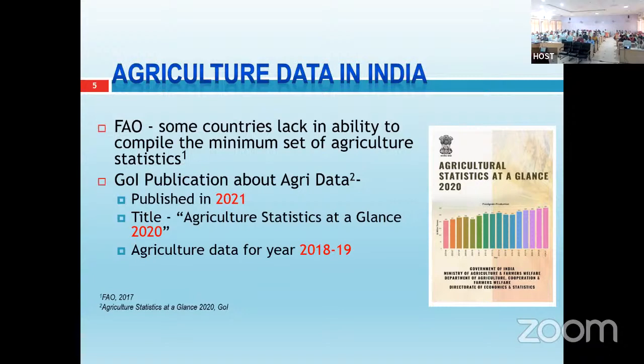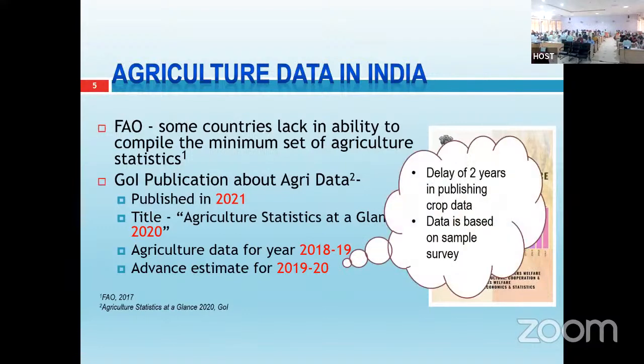It was published in 2021. It says at a glance 2020, but the actual data inside the book was from 2018 and 2019. So there's already a 1 to 2 year lag in the data that can be used for your farming. And why do they call it 2020? It's because it is an estimate of how much need and how much water consumption can happen. There's already a delay of 2 years in publishing data. Data is based on sample survey, not actual data.